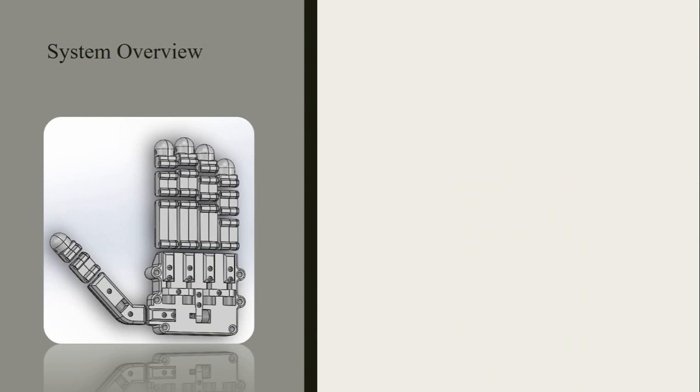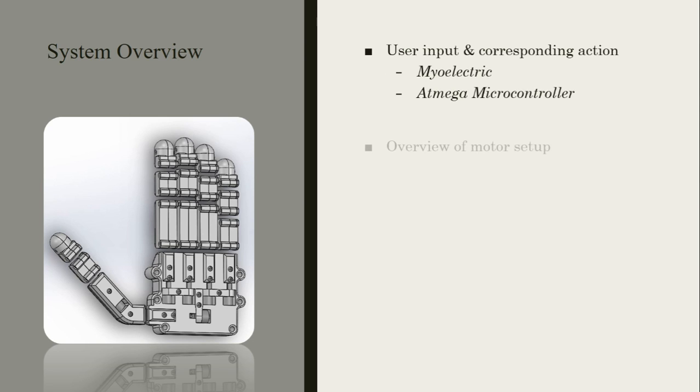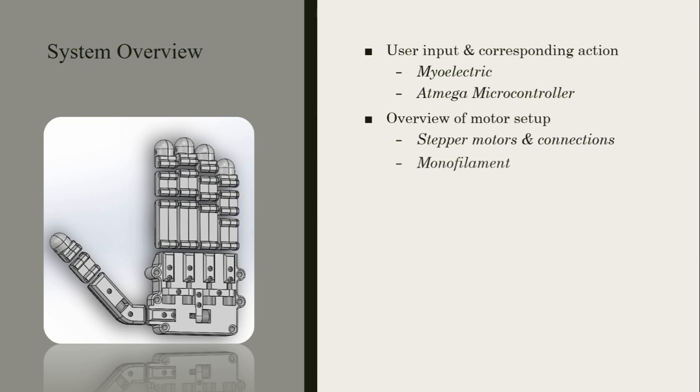So, system overview. For the MyoWare circuit, we're going to use the input from a myoelectric sensor placed on the user's arm. The sensor then goes to the Atmega microcontroller, and from the Atmega microcontroller it sends signals to the respective motors, as you can see on the sides. And the stepper motors themselves are going to be inside the palm and are going to be connected to the microcontroller at the top of the palm.